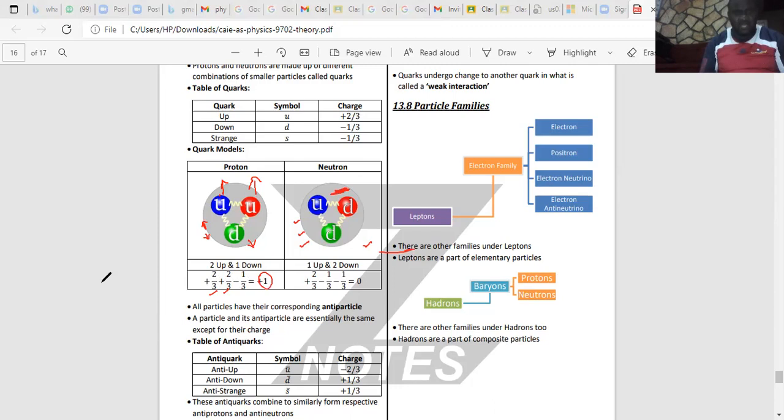That is why the proton has mass number 1 and atomic number 1. So it has one electronic charge. That is where its 1 came from.